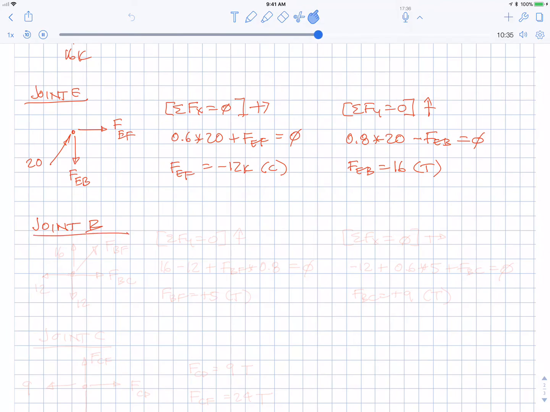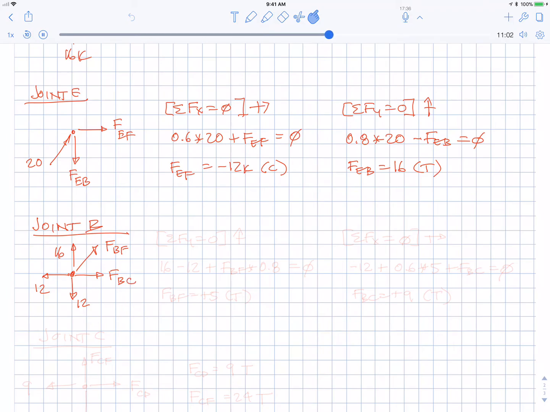Draw a free body diagram for that. It's got quite a few forces on there. We have that 12 that's applied. We solved for this 12, this 16 going up, and here are 2 unknowns, FBF and FBC.